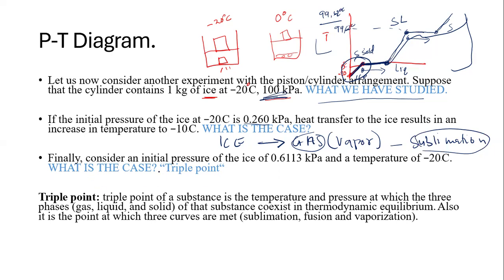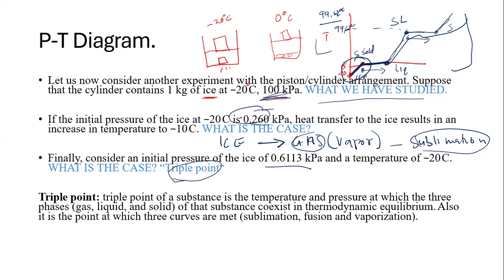Now, finally, let's consider this situation whereby the initial pressure of the ice is a little bit higher than what we had here at sublimation. So it's 0.6113 kilopascals and the temperature of negative 20 degrees Celsius. So what is the case over here? So now here we're going to have what you call the triple point, right? When we have about this pressure of ice.